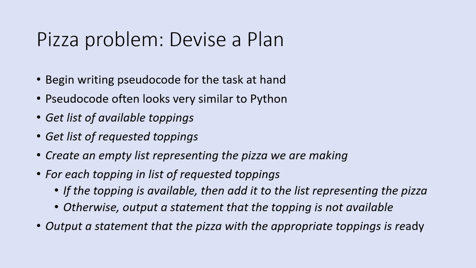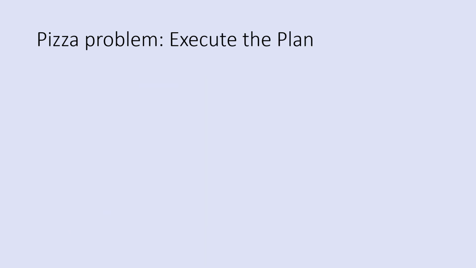But we will start at the beginning of these few steps of pseudocode: get our list of available toppings, get our list of requested toppings, create that empty list that represents the pizza we're making, and then the loop where we're constructing the pizza. And then we'll go on to the output at the end, dealing with how to actually say this particular pizza is ready. All right, so we have our outline of the problem. We've devised a plan, at least for the first part.